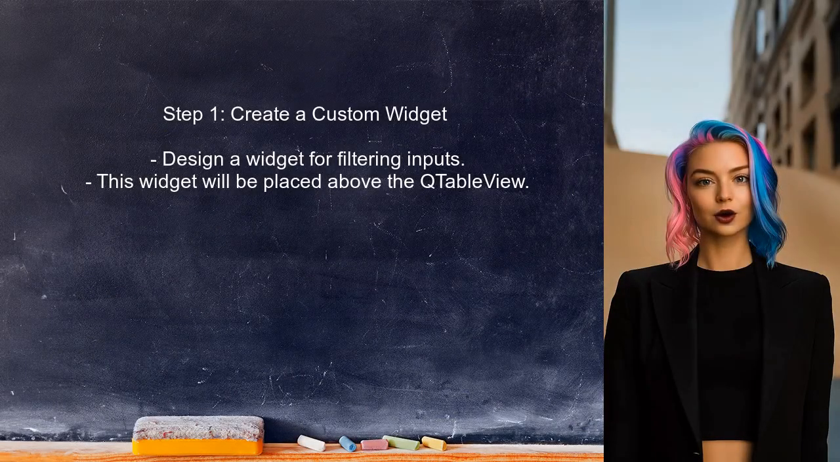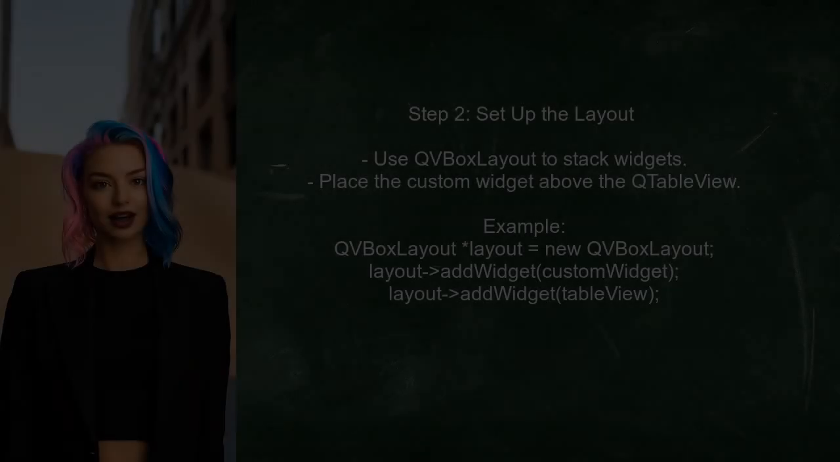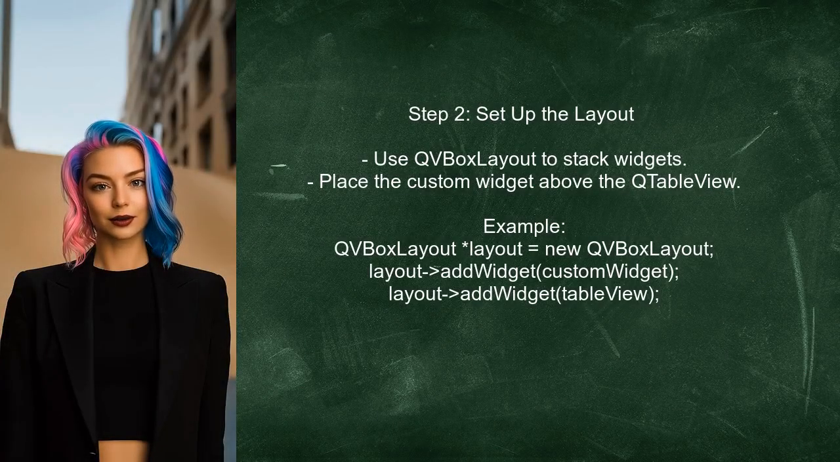To inject widgets between the QHeaderView and QTableView, the user should start by creating a custom widget that will hold the filtering inputs. This widget will be placed above the QTableView. Next, the user needs to set up the layout. They should use a vertical layout to stack the custom widget above the QTableView. This can be done by creating a QVBoxLayout.